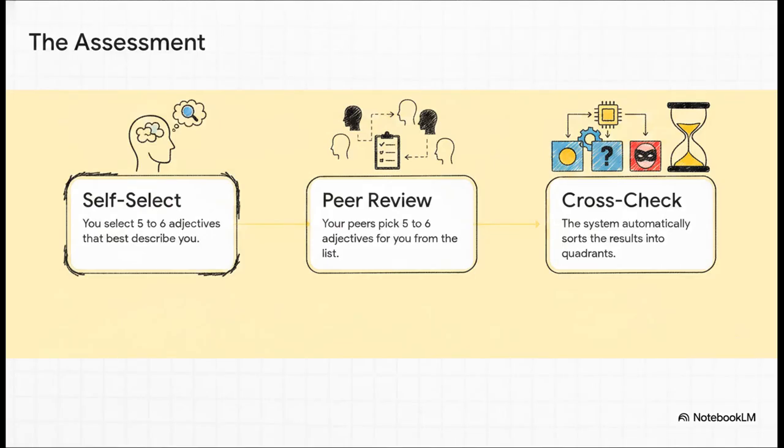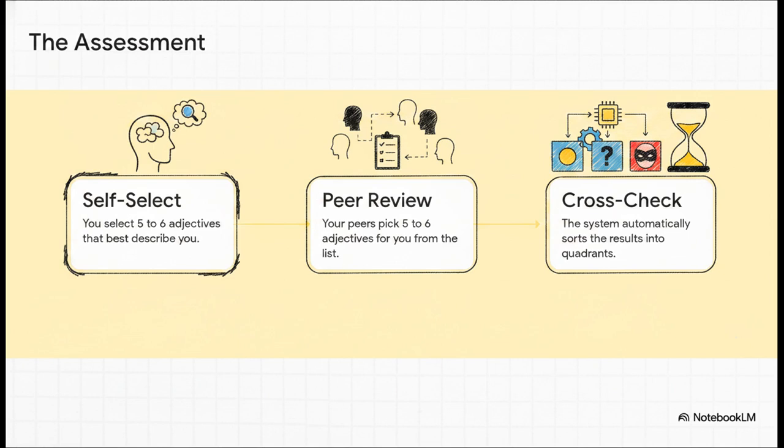The really crucial point is how these adjectives are used. It's just 3 super simple steps. Step 1, you select 5 to 6 adjectives from the list of 56 that you feel best describe you. Step 2, you invite your peers to look at that exact same list and pick 5 to 6 adjectives they think describe you. Step 3, the system automatically cross-references the results.